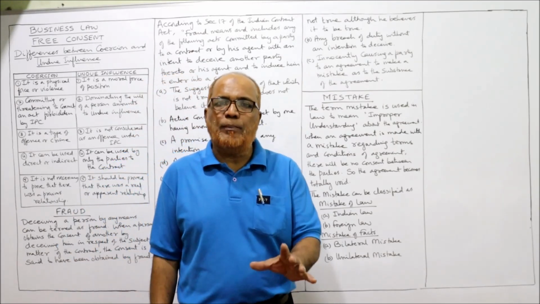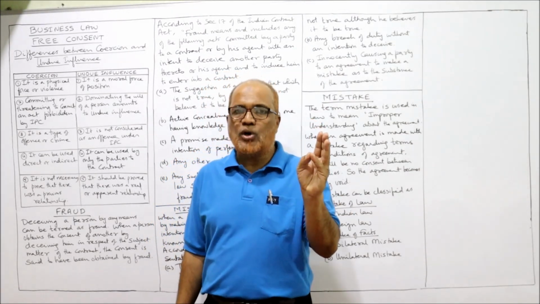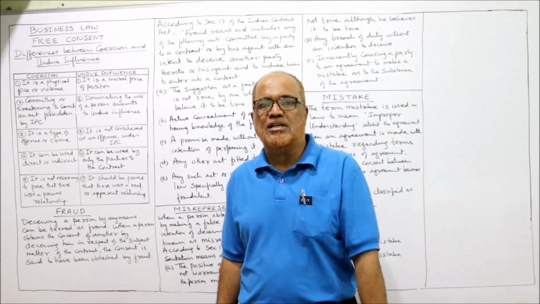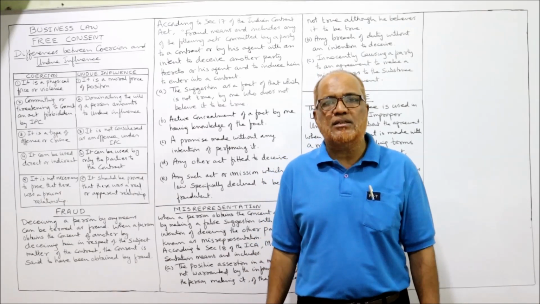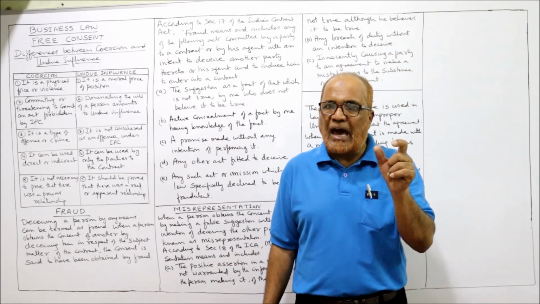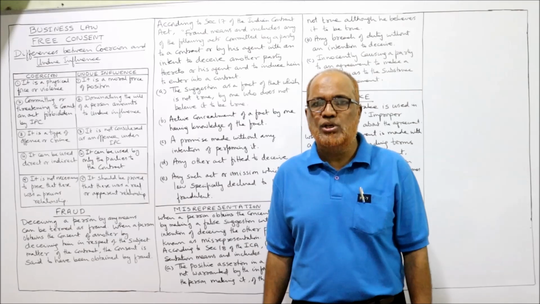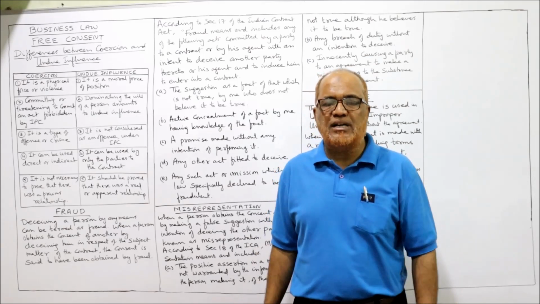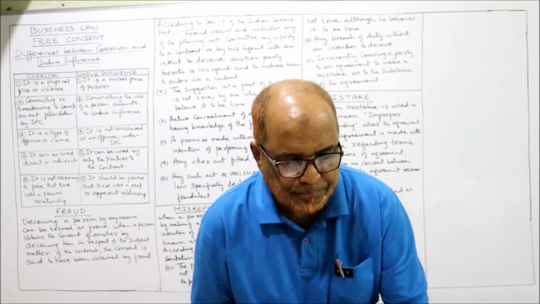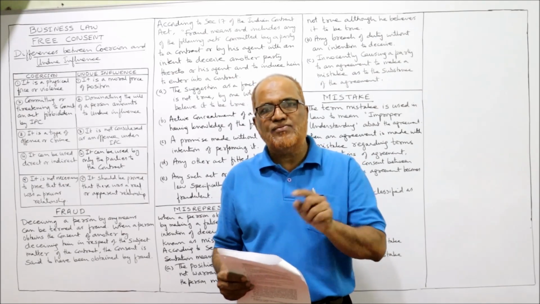So I have completed the topic of free consent. I have explained coercion, undue influence, fraud, misrepresentation and mistake. In the examination, you may be asked theory questions: what is free consent, how free consent is affected, what are the differences between coercion and undue influence, what do you mean by fraud, misrepresentation, mistake. Apart from that, problems may also be asked regarding free consent.